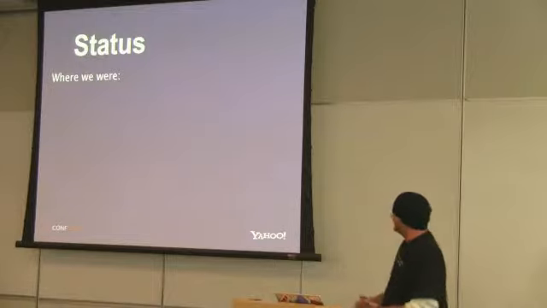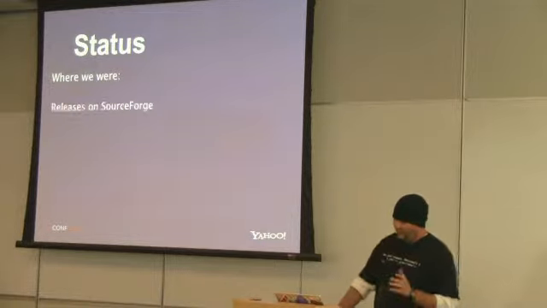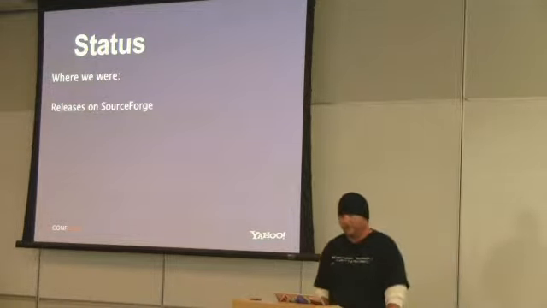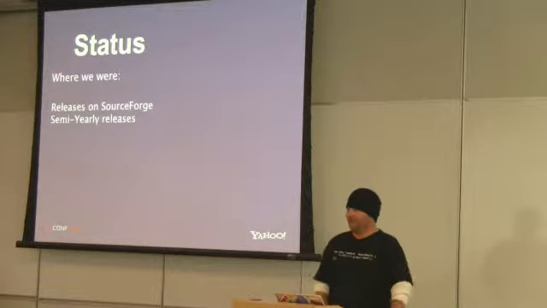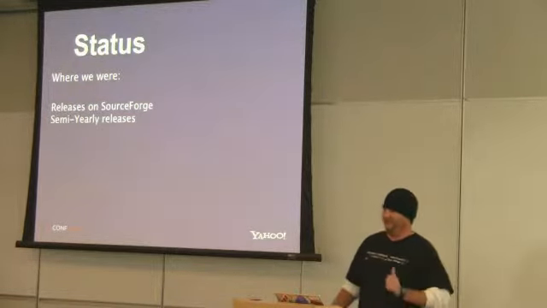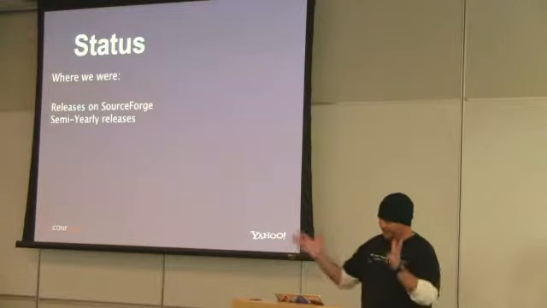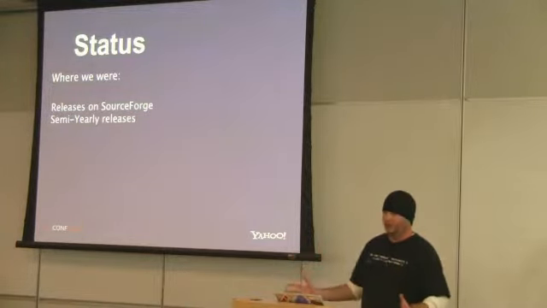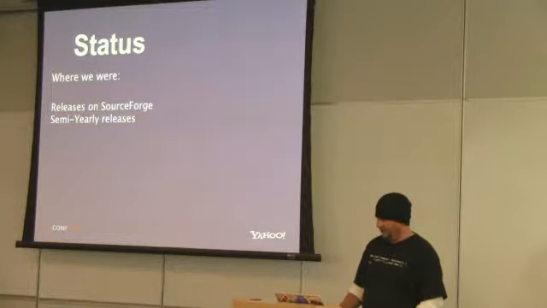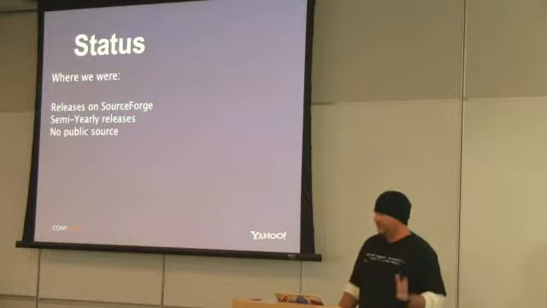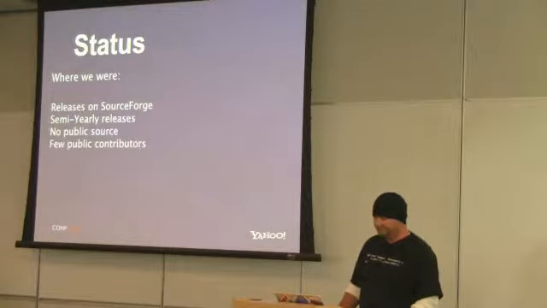So last year at this time, we were on SourceForge, so our releases were up there. You didn't get a whole lot of information. You just got, hey, look, there's a new blog post. There's a new version of YUI out. That was pretty much it. You'd get this whole new slew of examples. Nobody knew what was going on. Nobody knew anything was coming along. We had no public source. You didn't know what we were working on from day to day. And we had very, very few public contributors.